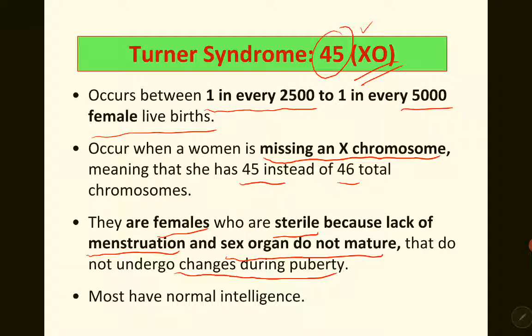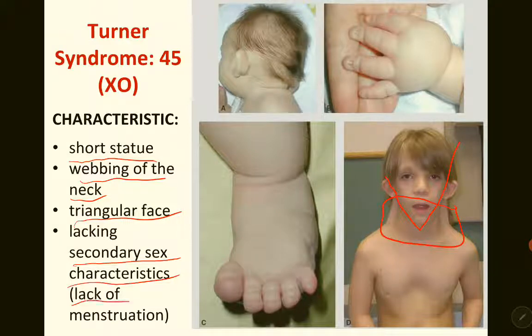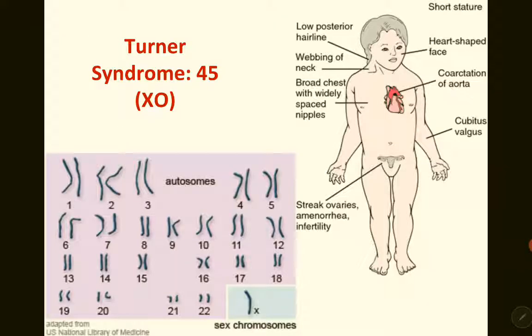So it does not undergo any changes during puberty. Most have normal intelligence. Okay, so for a Turner syndrome patient, the characteristic short stature is the opposite of Klinefelter syndrome just now. Webbing of the neck, so this means the webbing of the neck here. Triangular face. Okay, see the triangular face. Lacking secondary sex characteristics, lack of menstruation. So for the Turner syndrome patient, the karyotype autosomes are normal, and the sex chromosome is only one X chromosome.